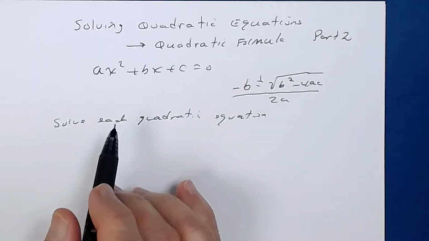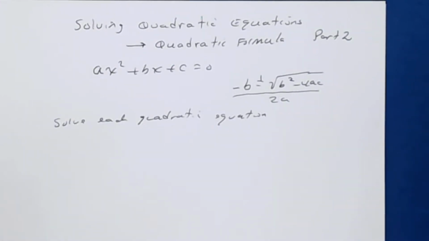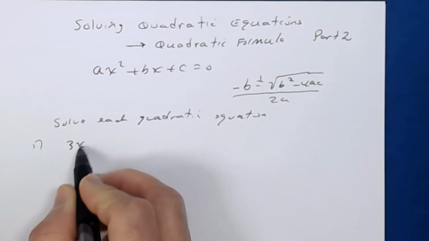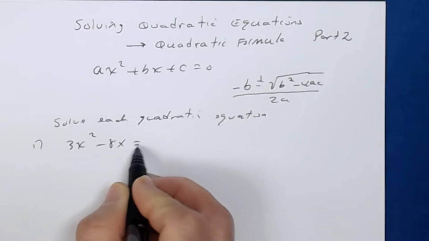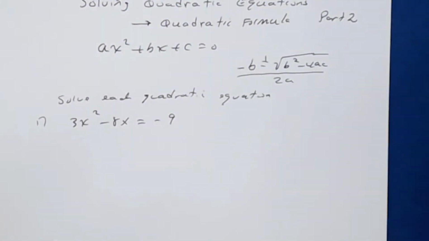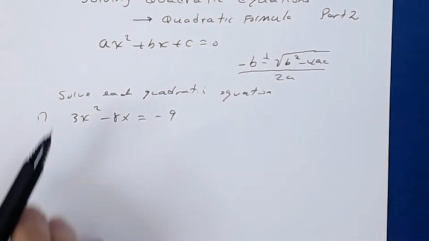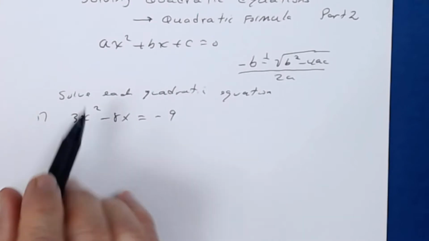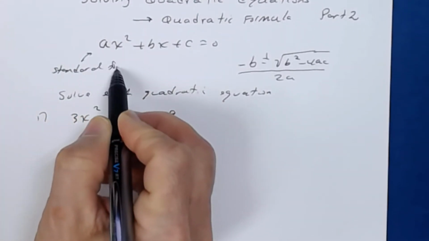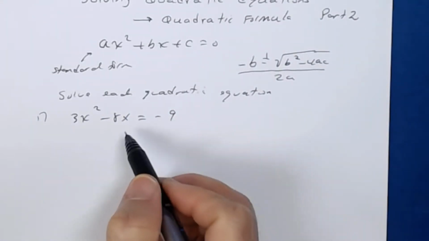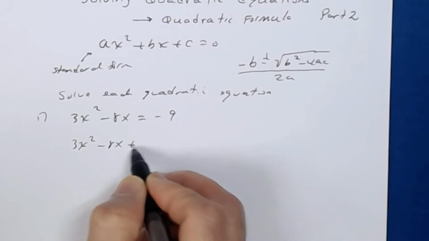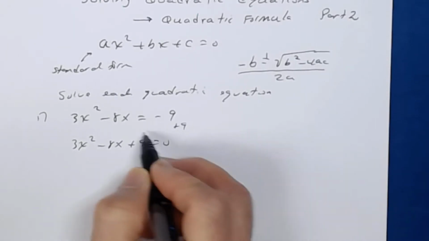So let's look at the first one. In example one, let's suppose we had 3x squared minus 8x equal negative 9. Remember it's got to be in standard form. This is standard form of a quadratic equation. So I have to bring the negative 9 over. When I do that, I'm going to get 3x squared minus 8x plus 9 equals 0, because we are adding 9 to both sides.